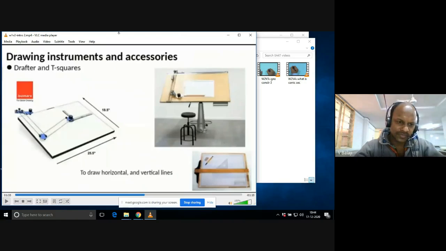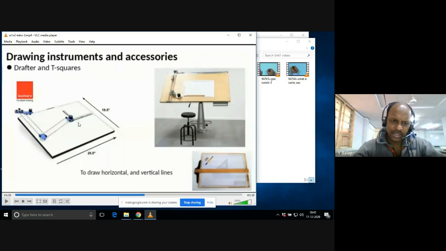Now this is the mini drafter you need to buy. It looks like this. It has one L-shape scale, a 90-degree scale. If you want to draw normal and tangent, you match one of the scales to the tangent, and with the other scale you can directly draw the normal because the scale is designed at 90 degrees. That is the advantage of the mini drafter. With its help, you can draw parallel lines, vertical lines, inclined lines. It is a multi-purpose instrument.